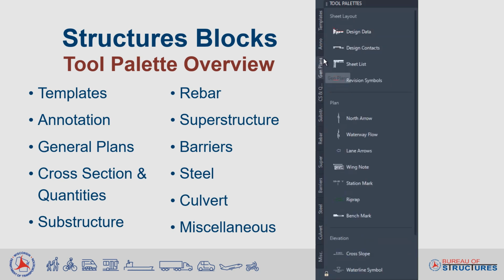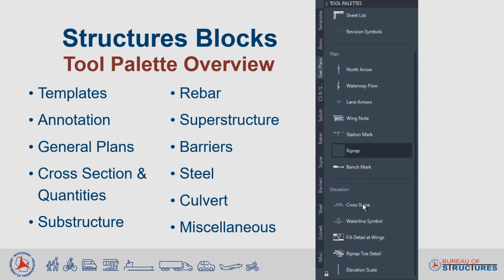The General Plans tab has blocks related to drawing the first general plan sheet. So we have the Design Data block, which has notes for new and rehab bridges. And we have a sheet list, north arrow, waterway flow, lane arrows, stuff like that. We also have blocks related to drawing the bridge elevation, like the waterline symbol and the riprap toe detail.